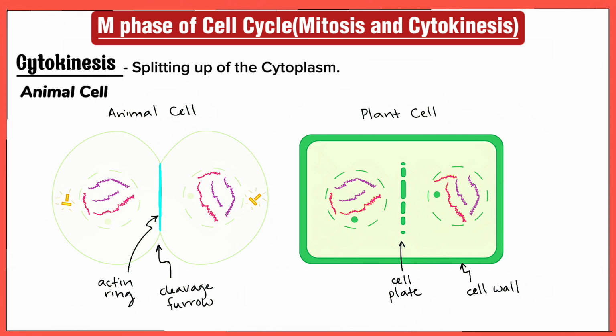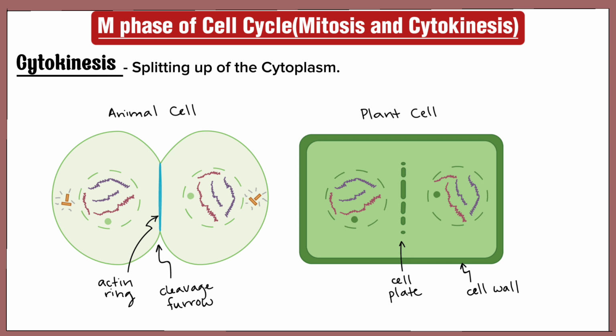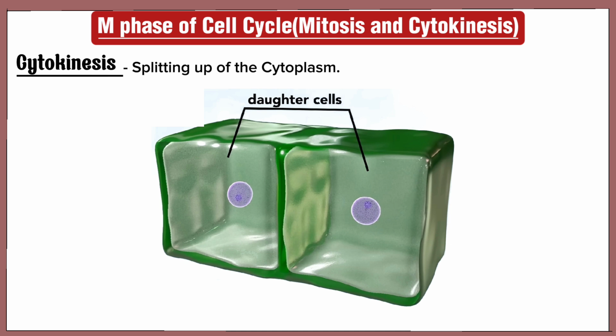Instead, the cell wall material assembles along the equator, forming a structure, the cell plate. Now, this cell plate grows until it joins with the existing cell membrane, separating it into two halves, which are the daughter cells. Over time, new cell wall begins to form between the two daughter cells.